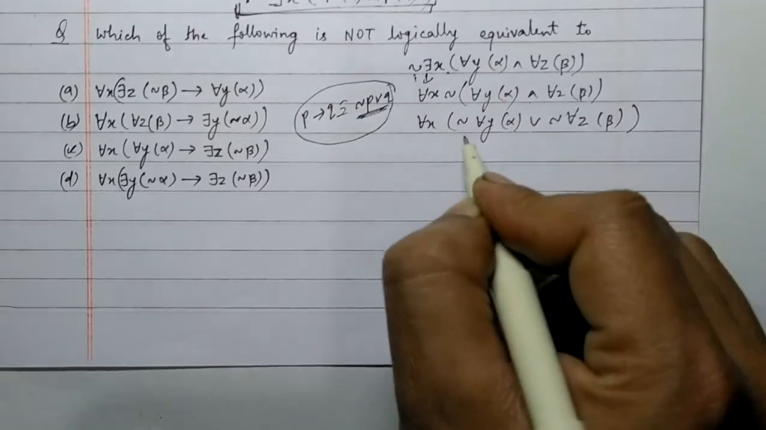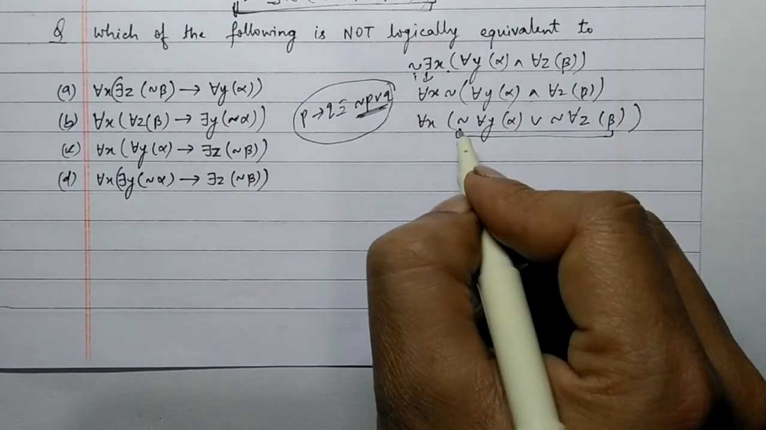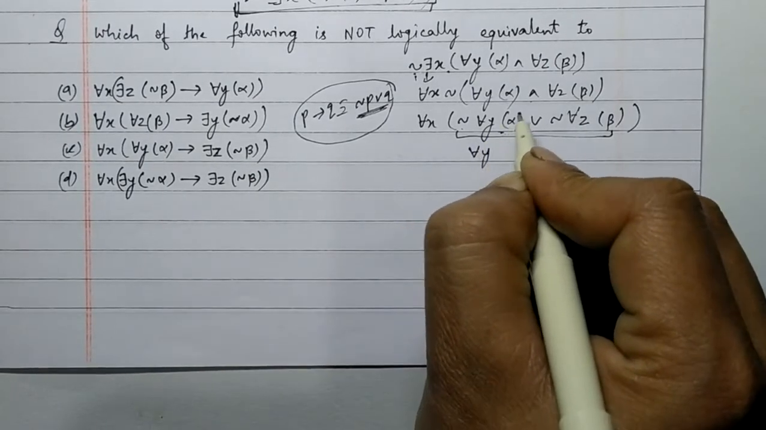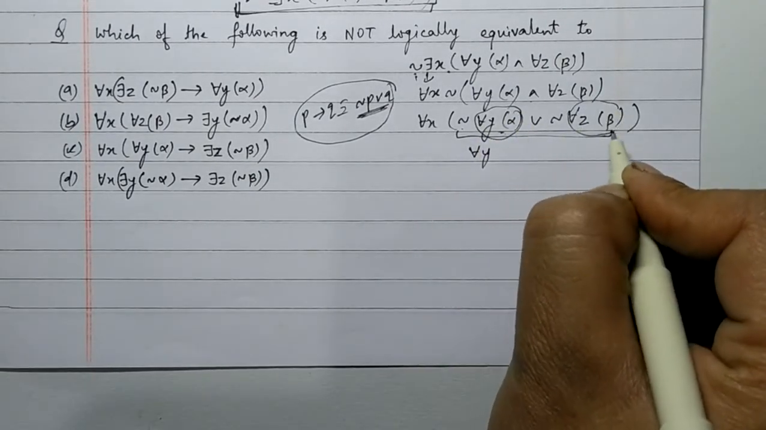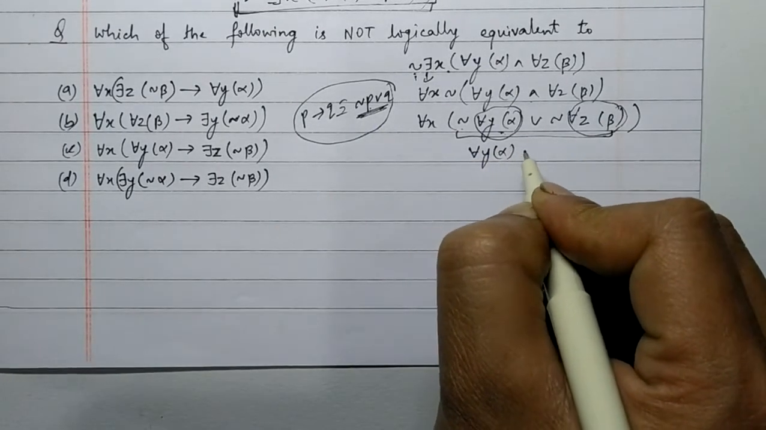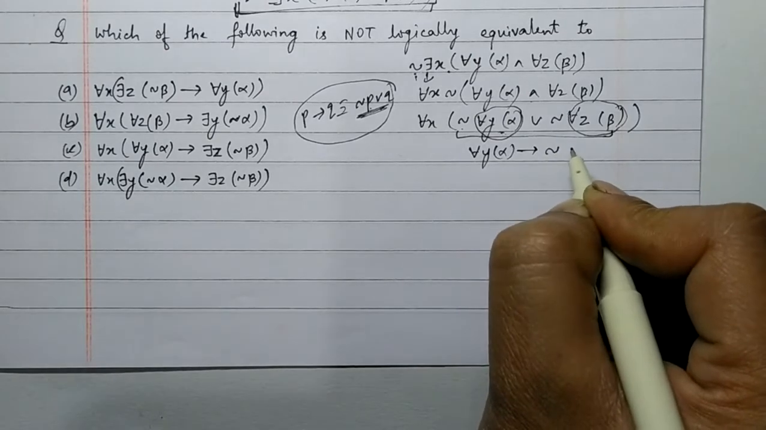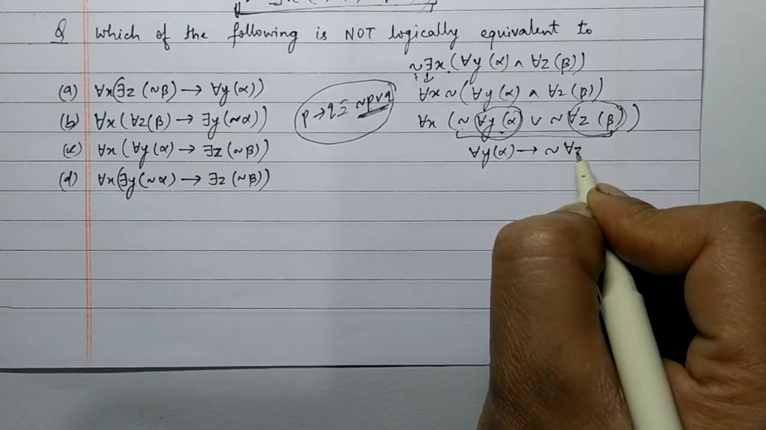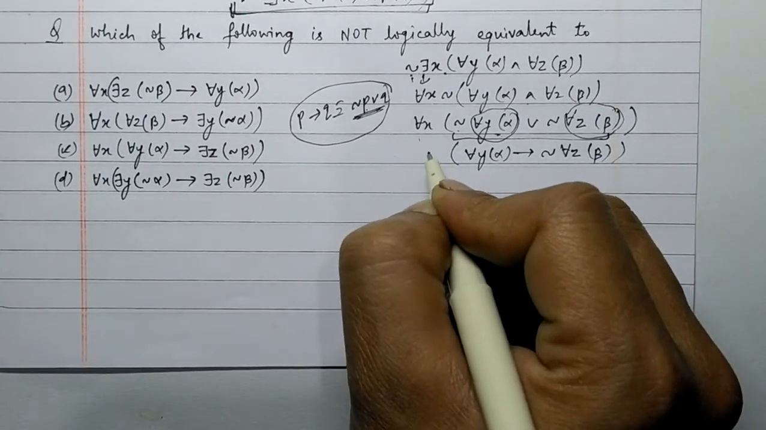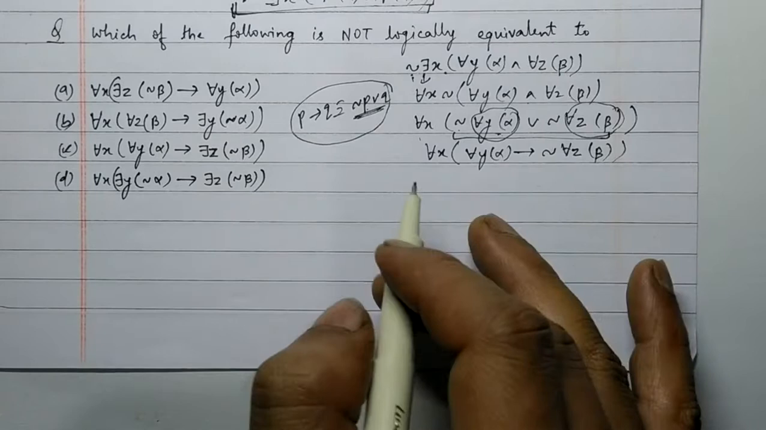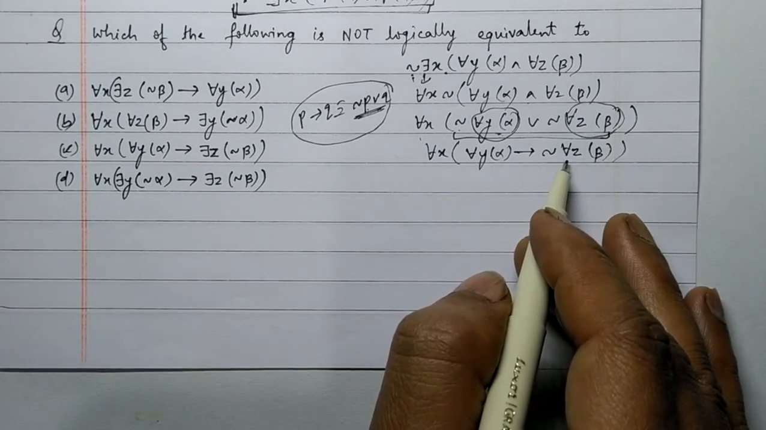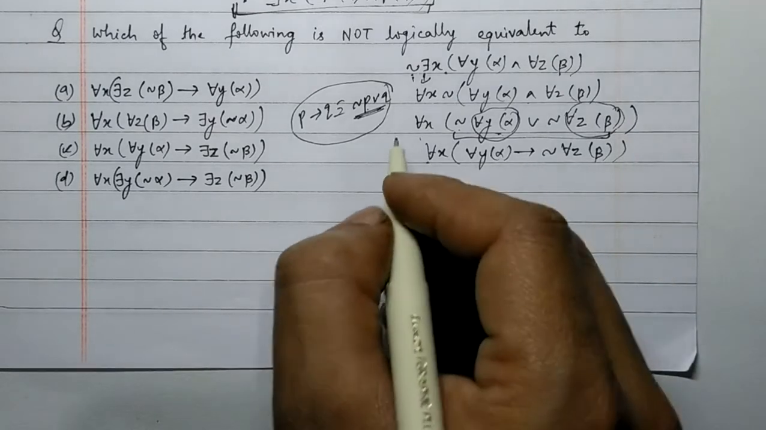See, this is similar to this thing, so not this thing, for all y, this whole will become P, and this whole will become Q according to this formula. For all y alpha implies not for all z beta. For all, as it is, we will write here. I think this matches with option B.